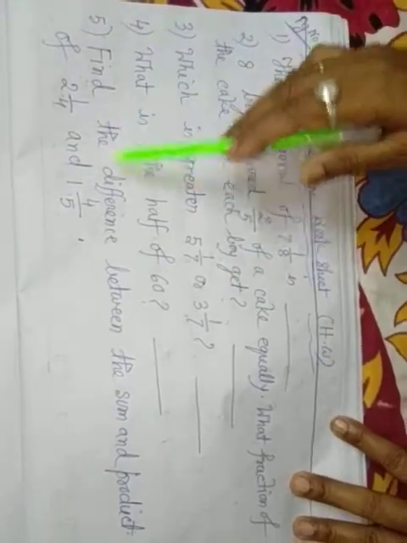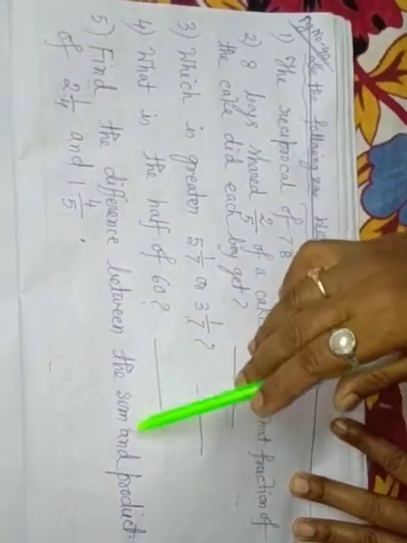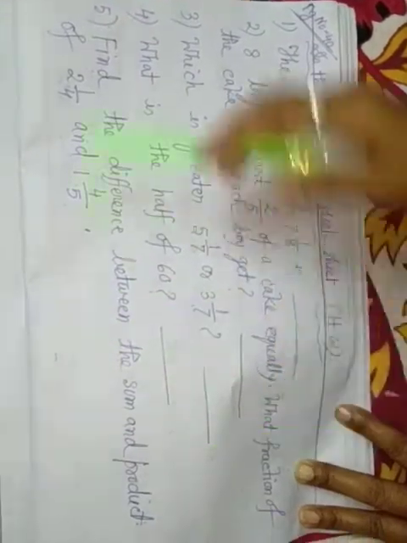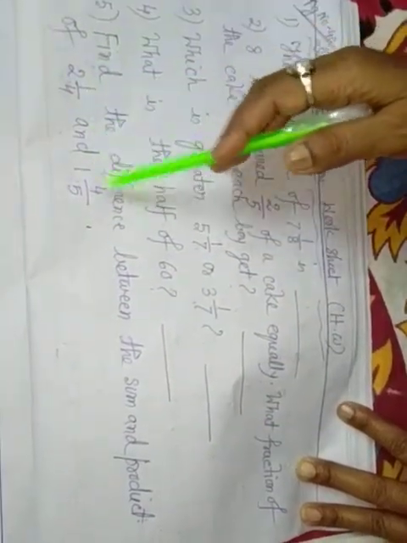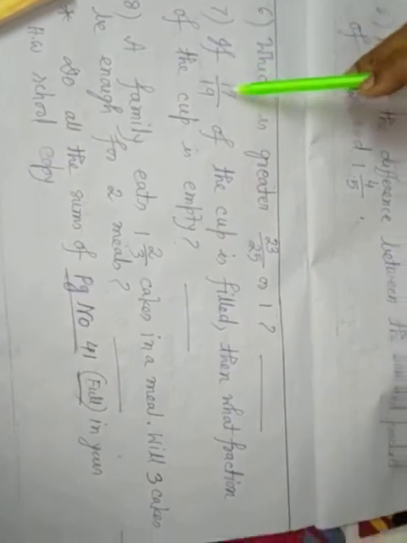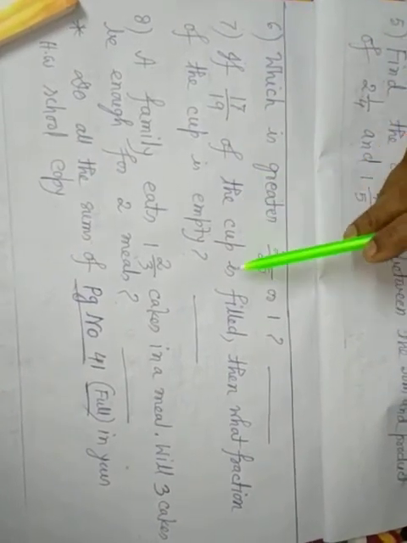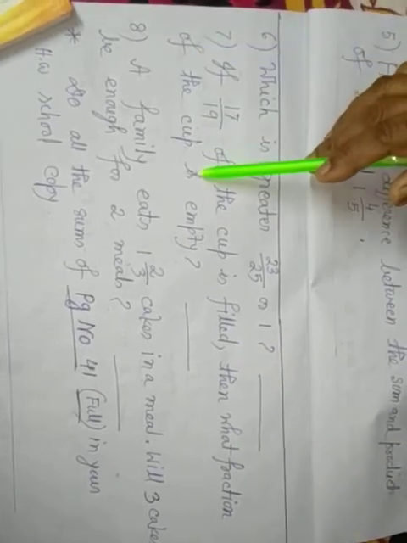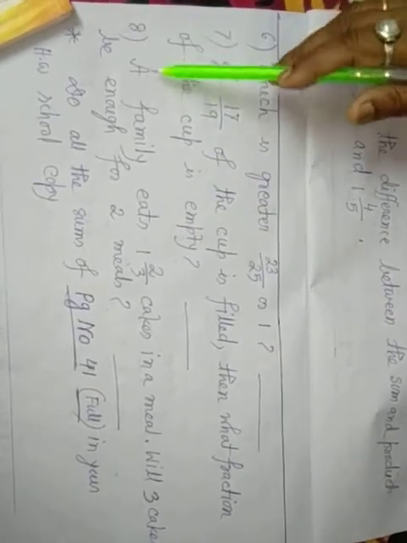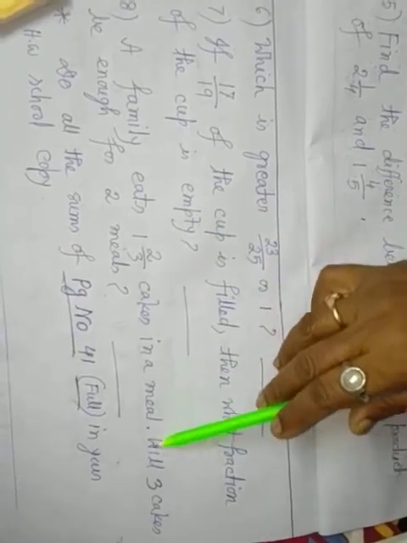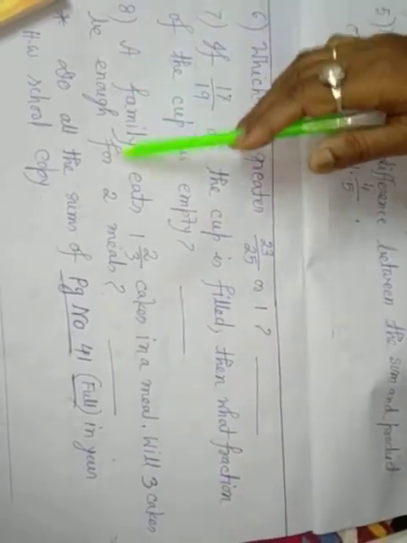5. Find the difference between the sum and product of 2 1 by 4 and 1 4 by 5. 6. Which is greater, 23 by 25 or 1? 7. If 17 by 19 of the cup is filled, then what fraction of the cup is empty? 8. A family eats 1 2 by 3 cakes in a meal. Will 3 cakes be enough for 2 meals?